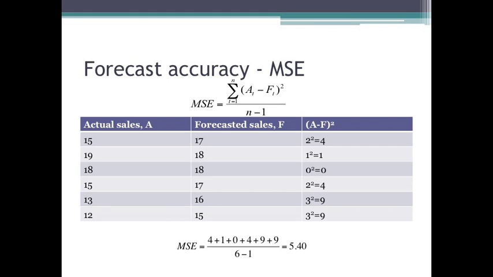But going on, our error for week 4 was 2. 2 squared is 4. For week 5, 3 squared is 9.